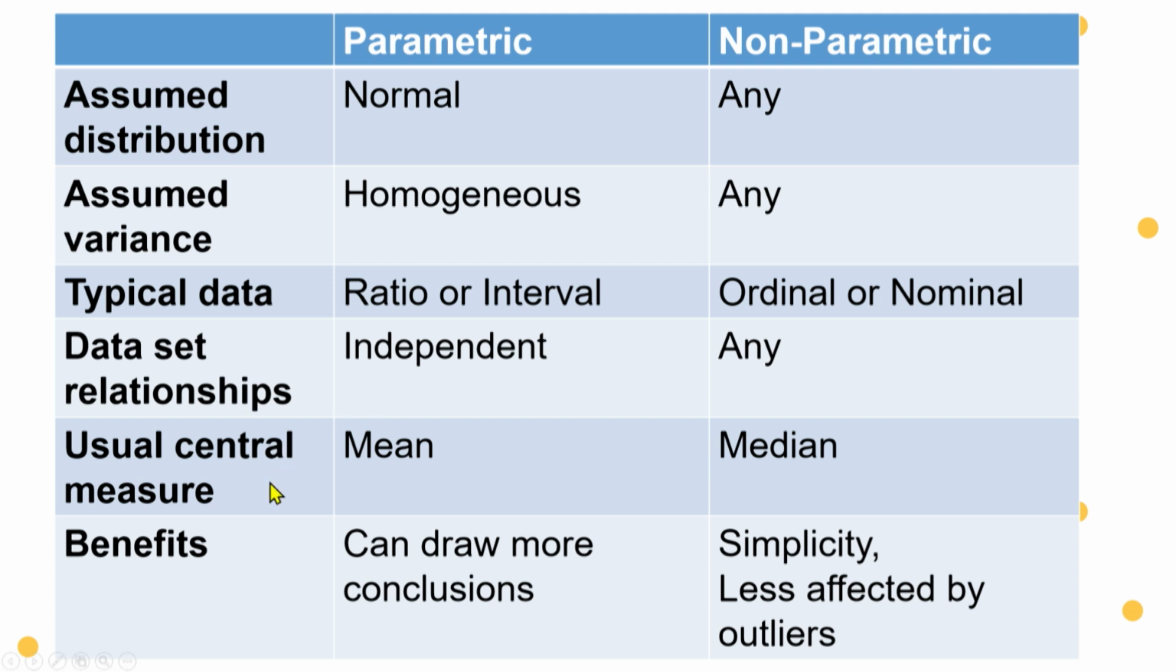Then what kind of central measure are we going to use? For the parametric test we mostly use the mean and variance, but in the non-parametric test we use the median or ranks. And what are the benefits of using the parametric test? We can draw more conclusions, in the sense that we give more precise results. Non-parametric is simpler and less affected by outliers.